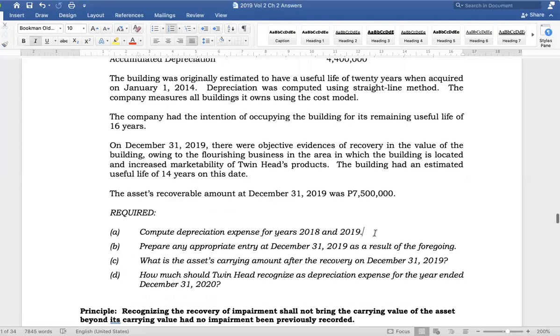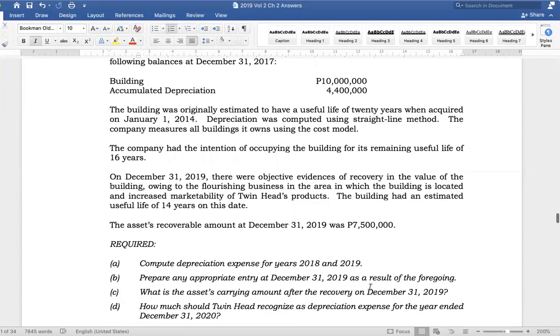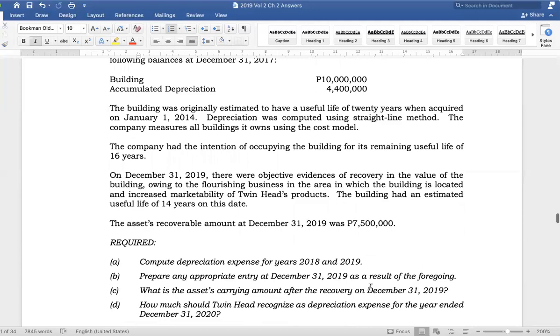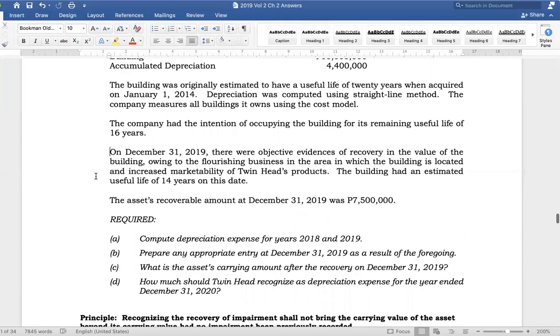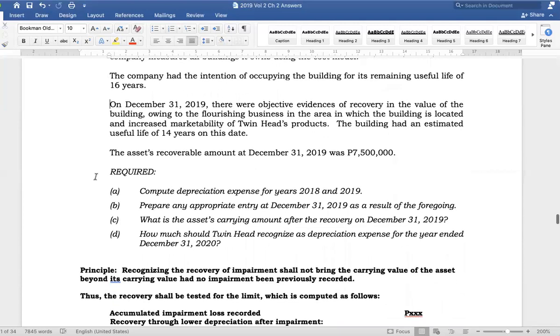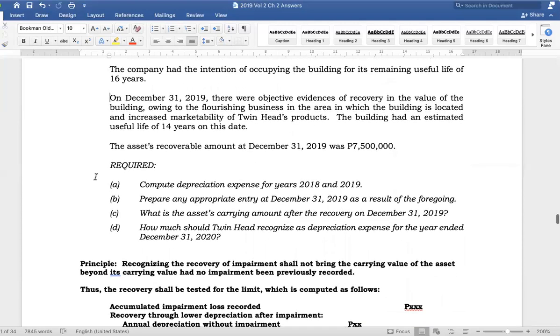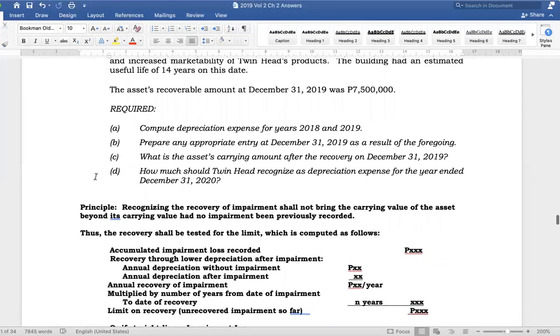We are to compute depreciation expense for 2018-2019. That is after recording impairment. Prepare any appropriate entry at December 31, 2019 as a result of the foregoing. And what is that? That is if there is recovery in the value of the asset. And what is the asset's carrying amount after the recovery on December 31, 2019? Then how much should Twin Head recognize as depreciation expense for the year ended December 31, 2020?